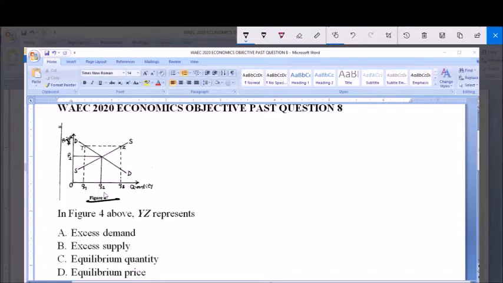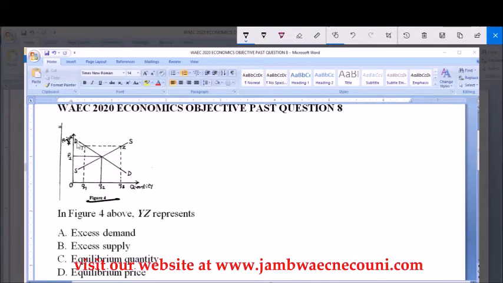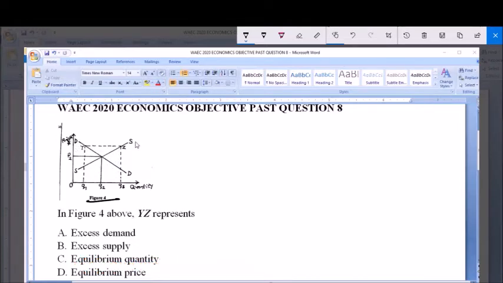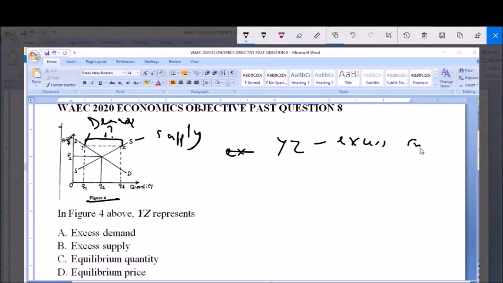So in this graph, you have a demand curve and a supply curve plotted together on the same price quantity axis. So this is the supply curve and this is the demand curve. We are asked what this portion, YZ, represents. Now the YZ portion represents excess supply.